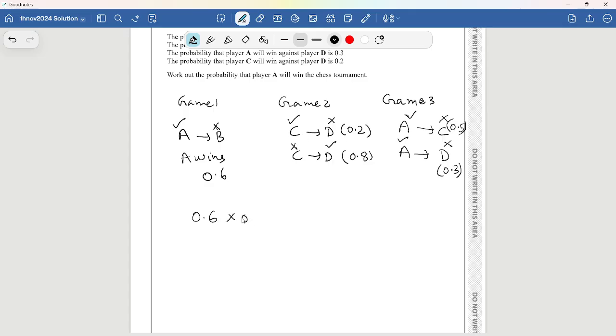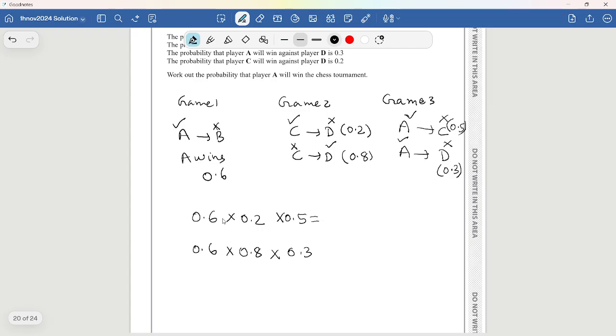the probability is 0.2. And then A is winning the game against C, the probability is 0.5. The other option here is A winning the first game and D winning the second game, and A winning the third game. The final winner is A here again, right? So we've got all these probabilities. We find this product and then we add them together.